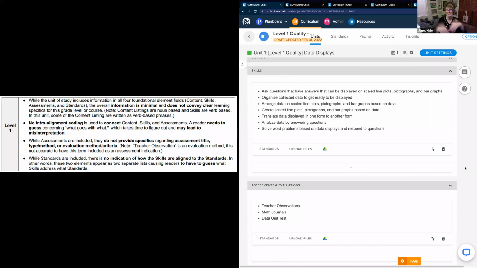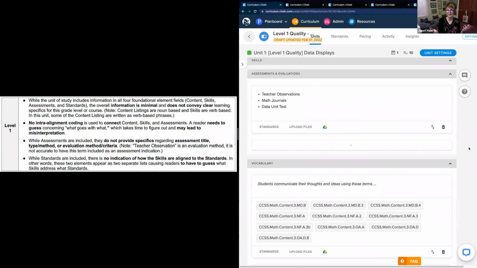But again, you'll notice nothing's aligned with anything. And at the very bottom, of course, will be the standards, because again, we have those codes there. So just to show that at the bottom there. Now all of our map elements have been filled out, but there's nothing connecting them, and there's a lot of guesswork. So with that said, let's look at one that I would put in a level 2.